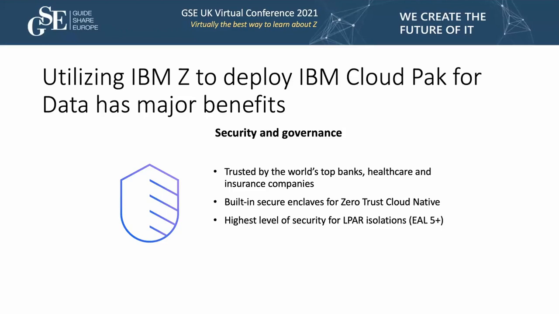Then with this, to have security and governance, we're able to provide encryption support, part of the Linux operating system, which has one of the highest LPAR isolations. The second thing is built-in secure enclaves for zero trust and zero trust cloud native. What this means is that the trusted infrastructure on top banks and insurance companies is protected using LPAR isolations, which is one of the requirements that you need for the highest level of security.